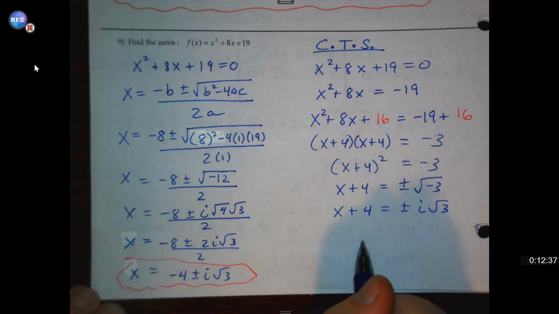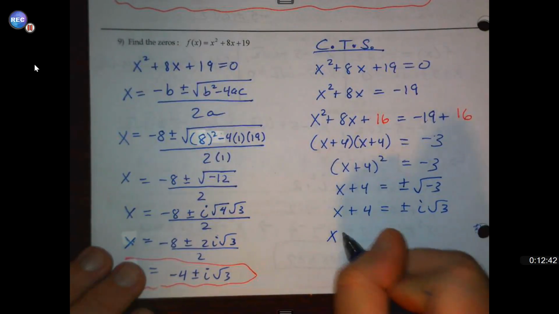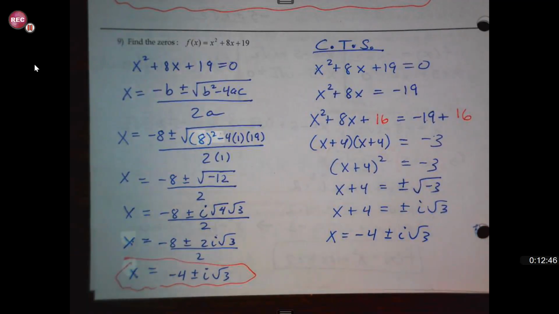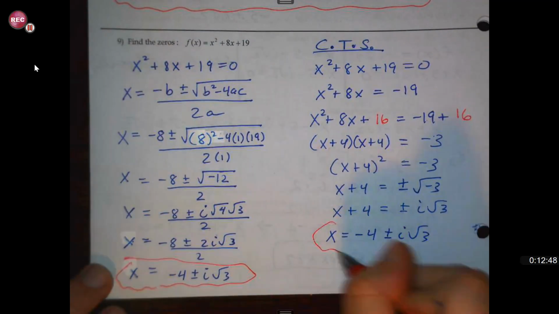And lastly, what we're going to do is just isolate the x by subtracting the 4 to the right side. And lo and behold, we get the same solution that we did by using the quadratic formula.